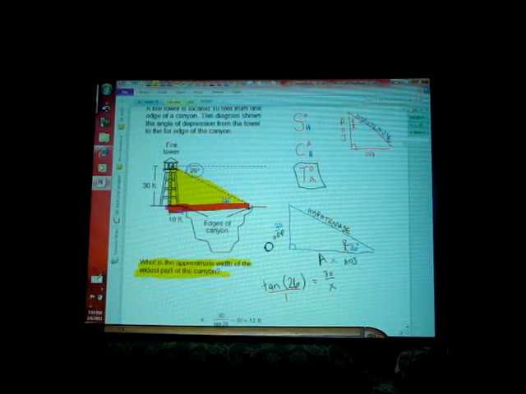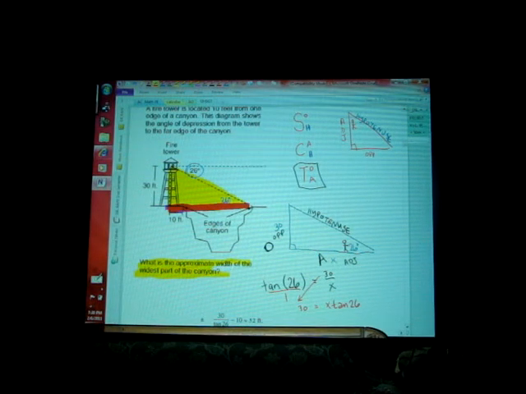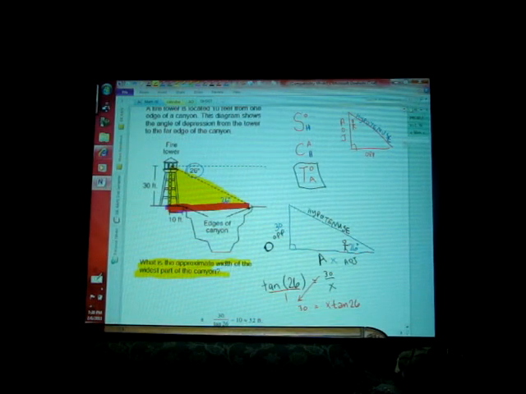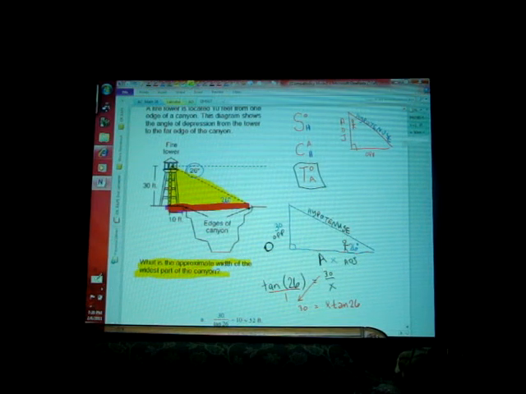And when you have a fraction equals a fraction, you can cross multiply. So 30 times 1 is 30. And x times tangent of 26 is x tangent 26. Okay? Now, focus. I know that it's a lot to look at right now, but focus on the x, because that's what you need. You need the x.